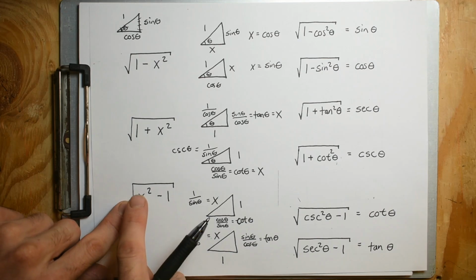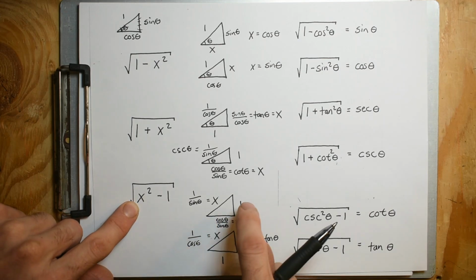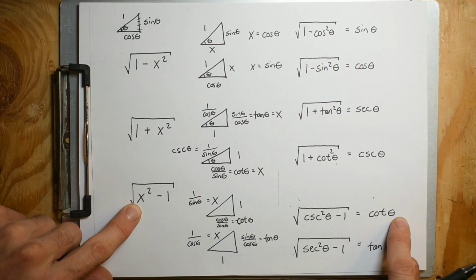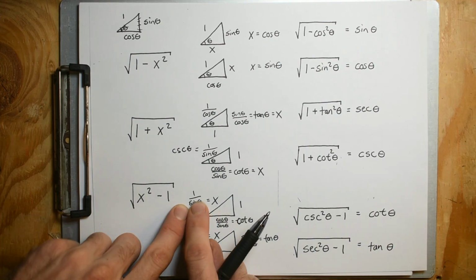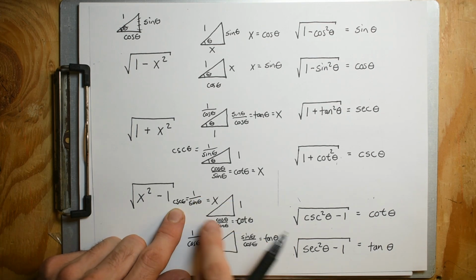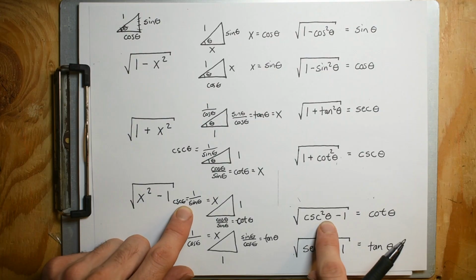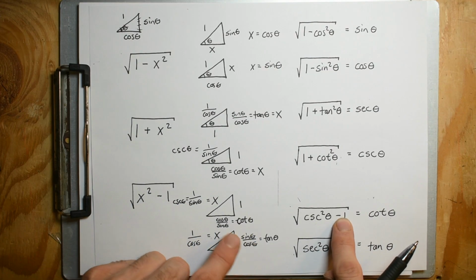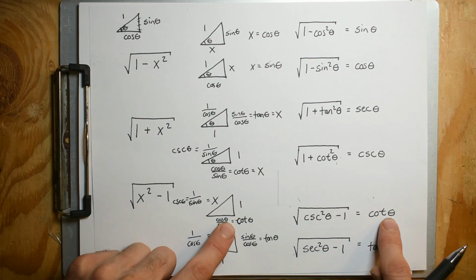And this is going to be the hypotenuse minus one of the sides. This side gives me the other side. So the answer should be cotangent theta. And let's plug it in. 1 divided by sine theta is cosecant theta. So we're going to have cosecant theta squared minus 1 squared, square root, that is equal to cotangent squared.